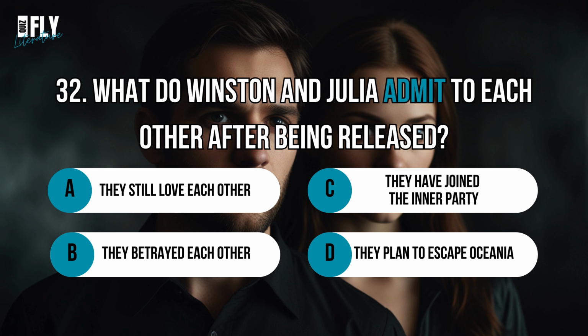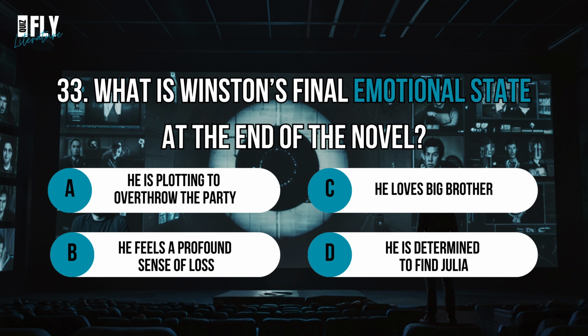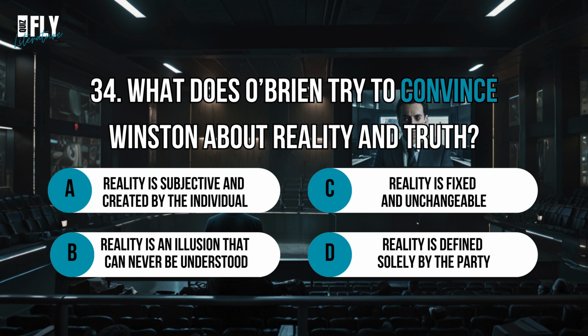What do Winston and Julia admit to each other after being released? They betrayed each other. What is Winston's final emotional state at the end of the novel? He loves Big Brother. What does O'Brien try to convince Winston about reality and truth? Reality is defined solely by the party.